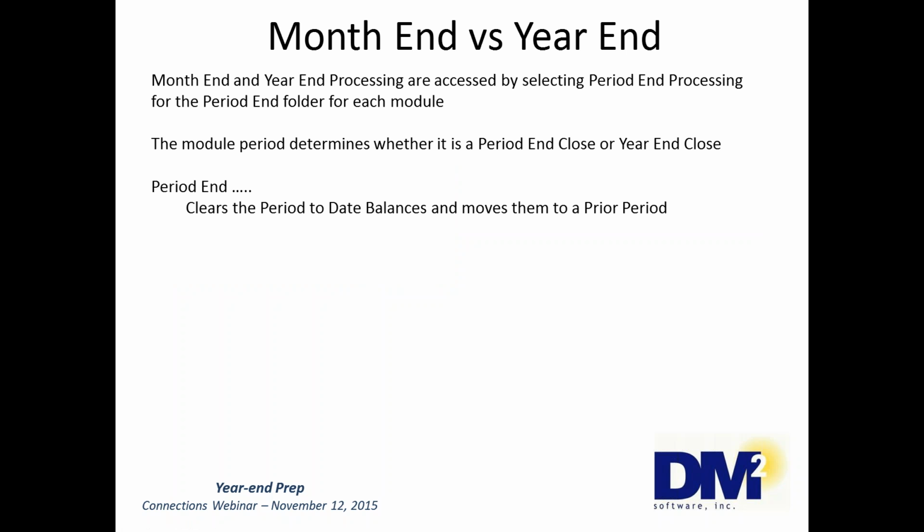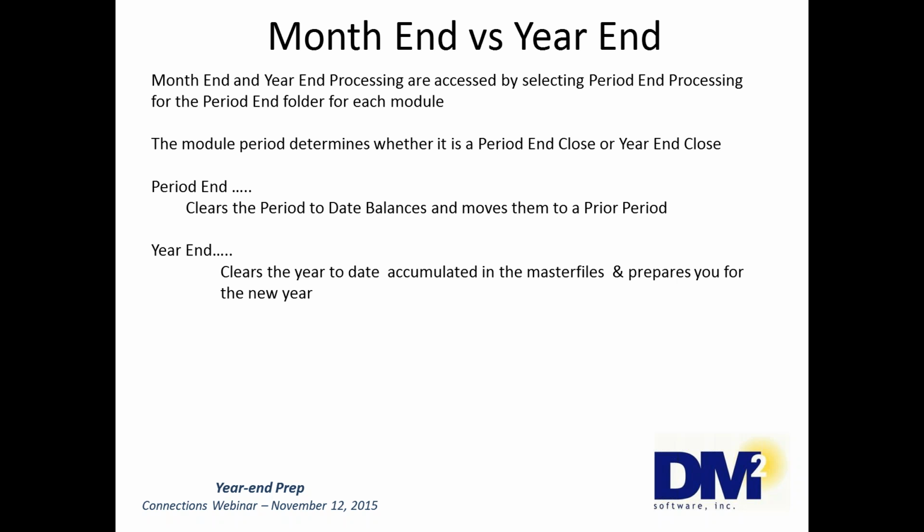So if you can visualize, if you look at AP or AR inventory, you see current and then you see prior period. That period in processing does that task for you. When year end, it clears the year-to-date accumulated in your master files inventory, AR, AP, and prepares you for the new year. So that is what it does for all of them.